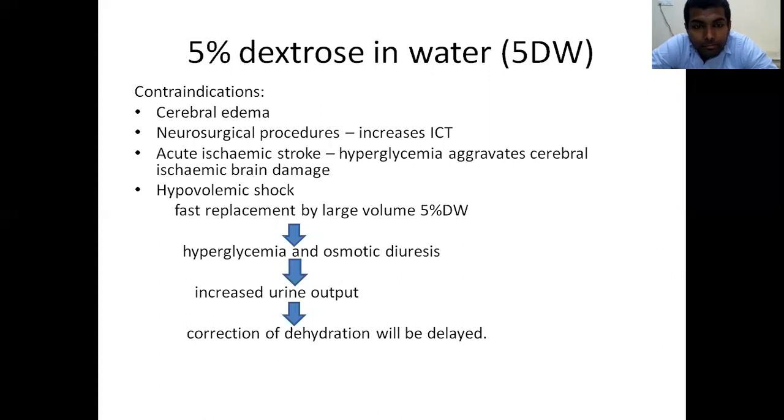brain damage. In hypovolemic shock, replacement by a large volume of 5% dextrose in water causes hyperglycemia and osmotic diuresis. Now, this causes increased urine output, further delaying the correction of dehydration. So, in a patient of hypovolemic shock, you should not give 5% dextrose because it delays the correction of dehydration.